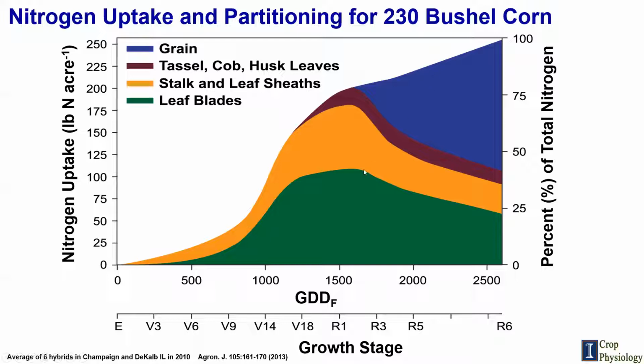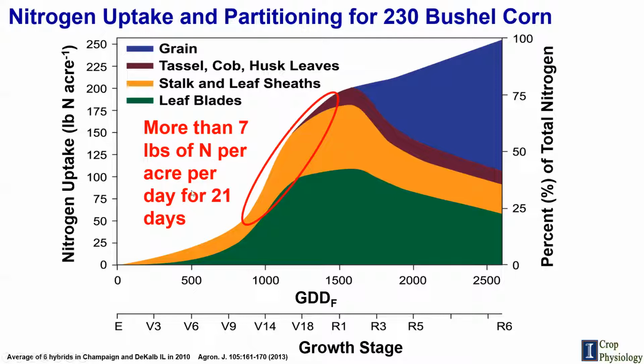But what we see for a 230 bushel corn crop, at peak uptake, that crop needs more than 7 pounds of nitrogen per acre per day for 21 straight days. That's the slope here. That's a lot of nitrogen on a daily basis. But if we want to achieve 230 bushel corn, that's what it's going to take.